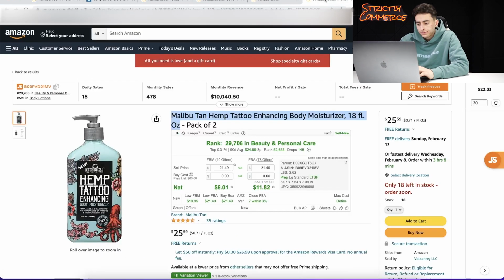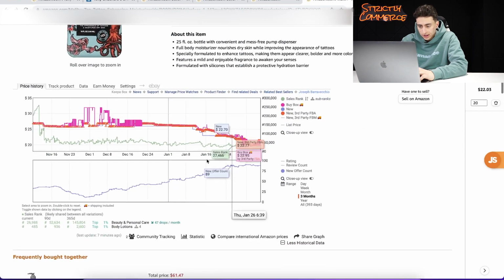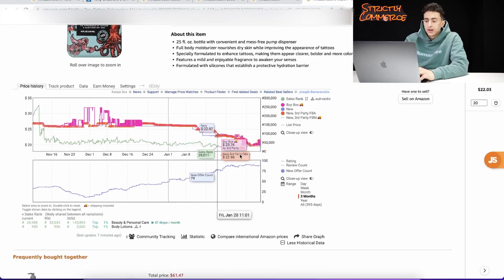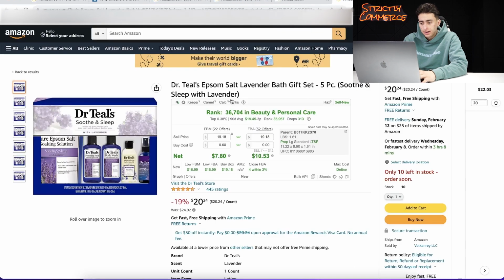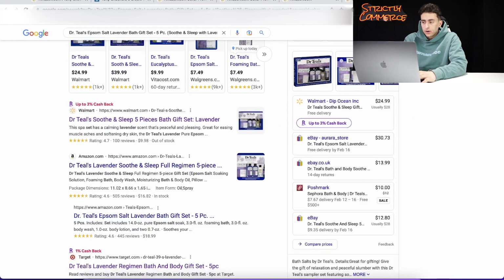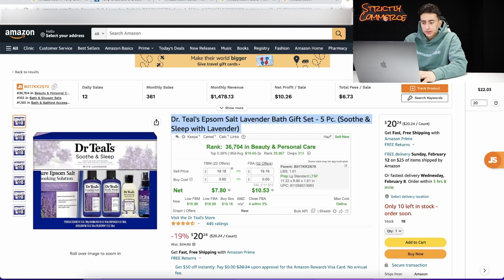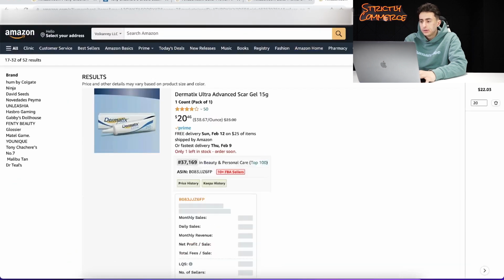$5.87 on Walmart. Pays out $11.82. So this was a good listing at one point because I remember seeing it, but as you can see, the Keepa chart shows supply and demand has hit us. A lot of people have hopped on the listing and now the price has tanked out. So now that the price has tanked out, that one's kind of dead. We'll move on. $9.98 on Walmart, but it's out of stock. $10.53, moving on. So we're gonna skip this seller.